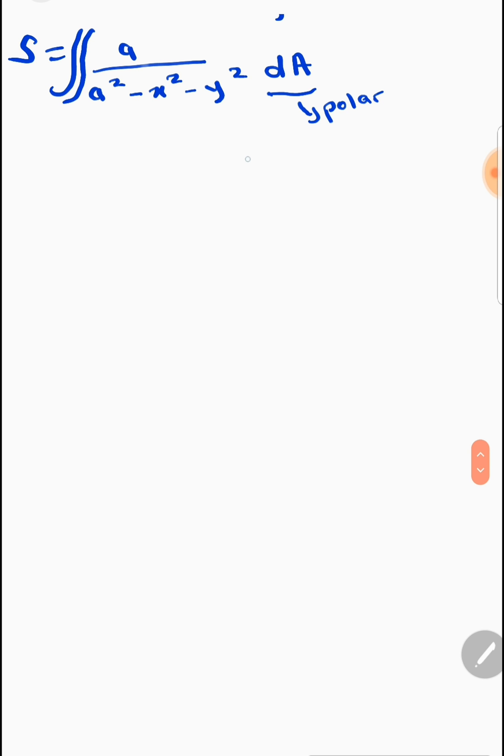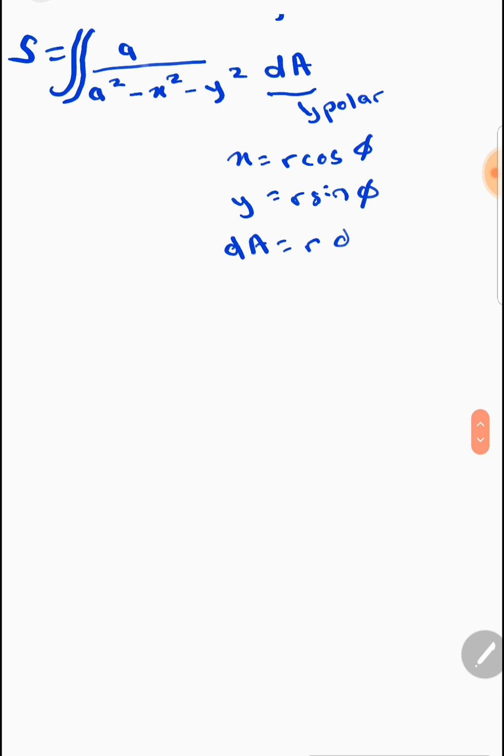There you go. So again, what would be my x? If you recall, it will be my r cos phi, and my y is r sin phi. And then my dA will then be r dr d phi. Alright, so that's one thing about method 1, because it actually is easier for it to be in Cartesian plane. So if you want to solve it with method 1, you can still do this.